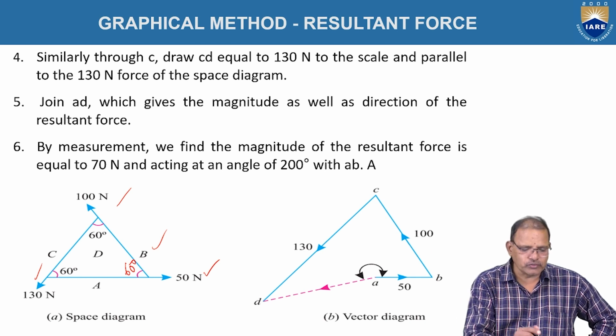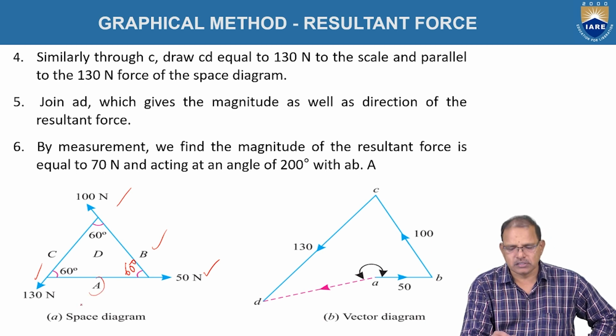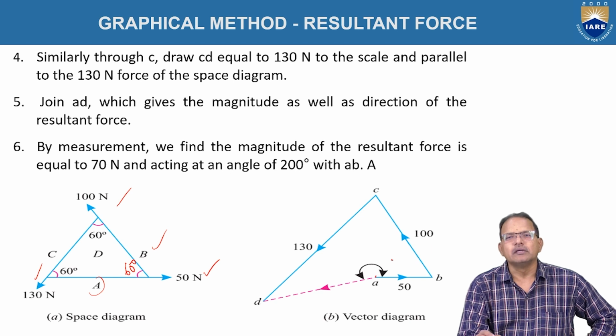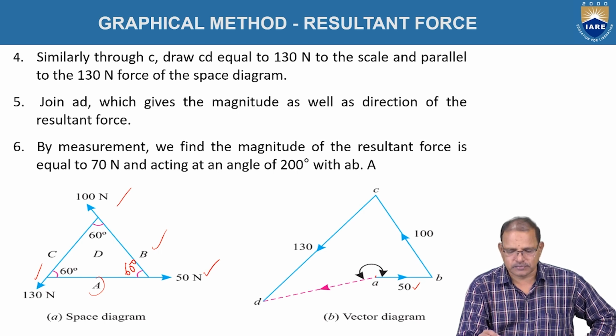Here the force 50 newtons is represented on side A. Assume it is represented as AB, where A is the tail position and B is the head position. So the distance between A and B represents the 50 newtons, that is 50 mm, representing both magnitude and direction.